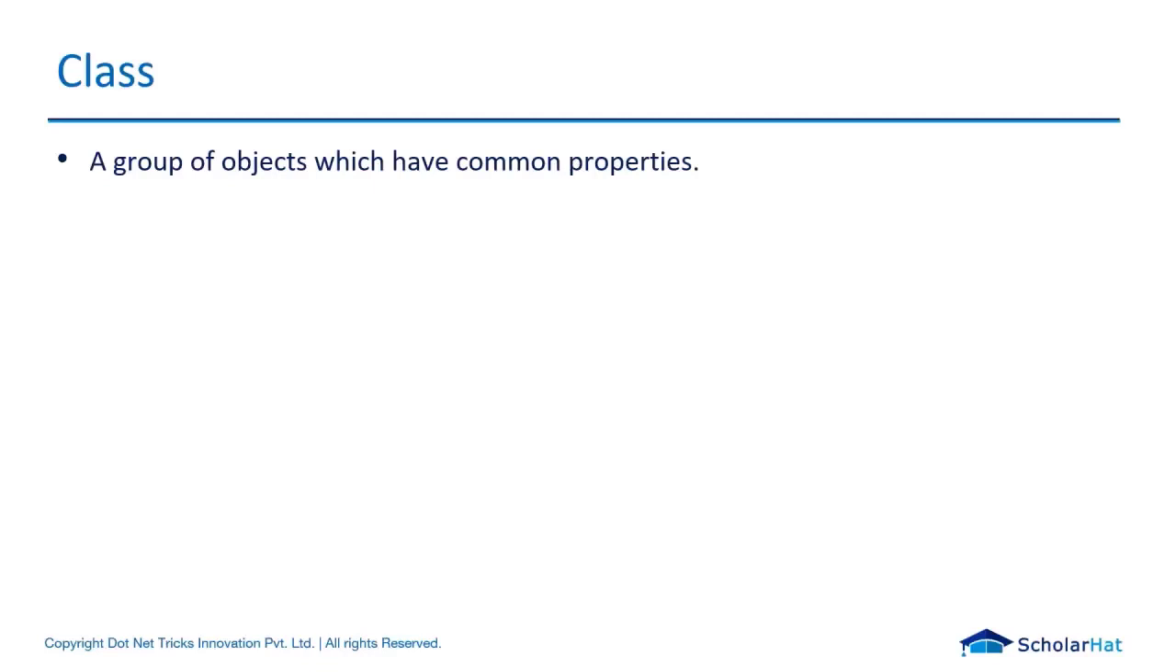Class is a group of objects which have common properties, or we can call class a collection of data members and member functions which are associated to the properties of the entity. For example, there is a student. Student is the class, which is the entity, and there are the properties and the attributes associated with it.